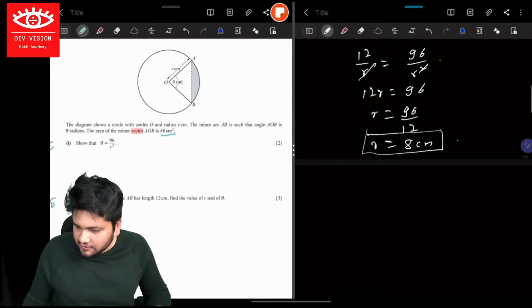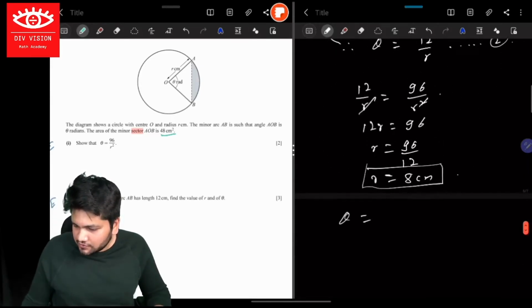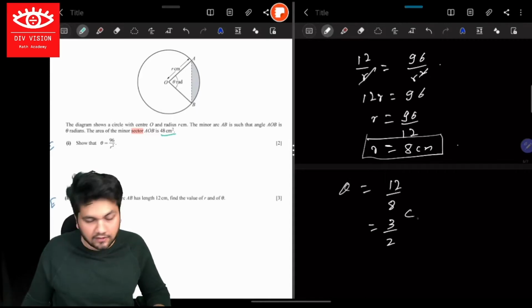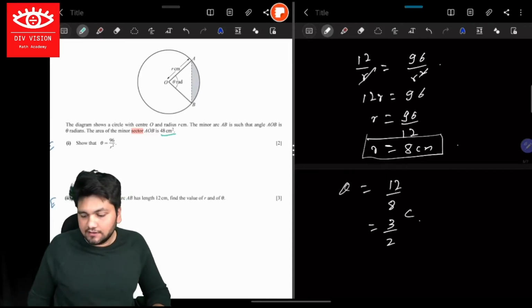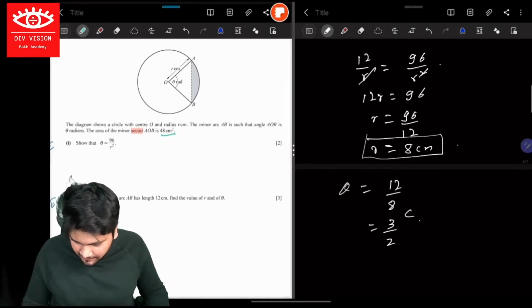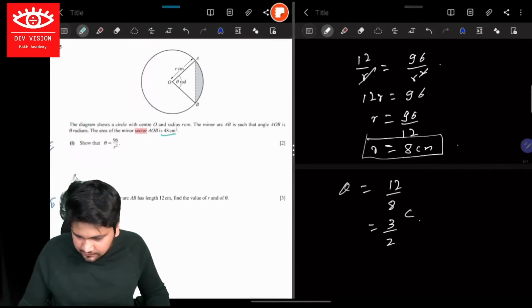Now they are asking theta also. So theta is going to be how much? We can use from here, which is 12 by r, which is 12 by 8, which is nothing but 3 by 2 radians. Now of course we are using all the formulas with respect to radians. That's why theta is going to be 3 by 2 radians.